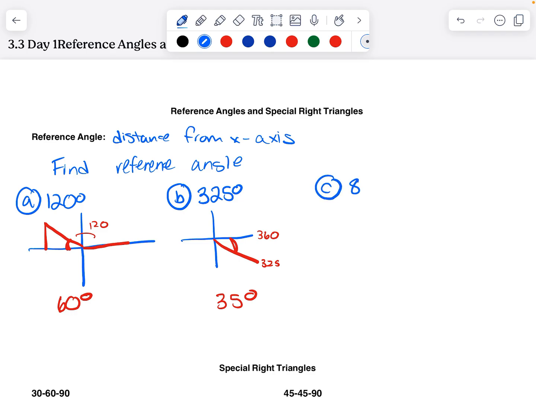What if I just said 80 degrees? Well, 80 degrees is right here. How far from the x-axis? Well, that's just 80 degrees. Now, a couple things. We can go negative degrees too.